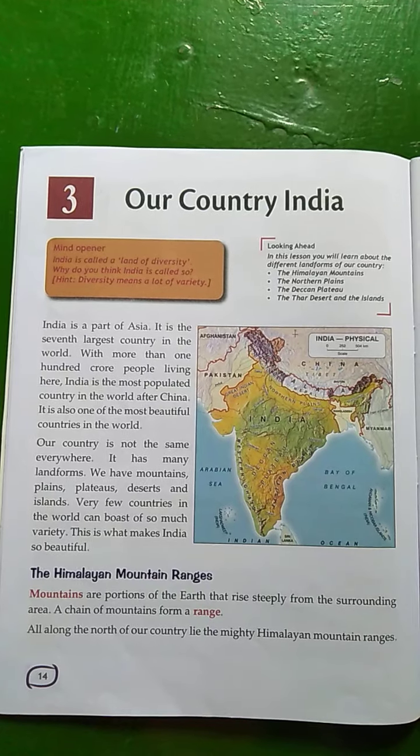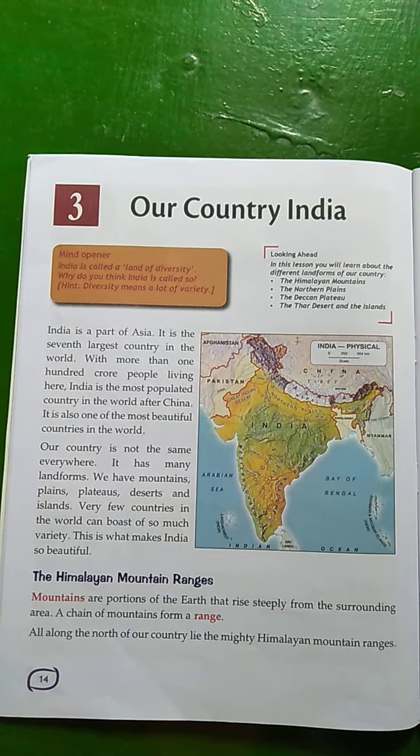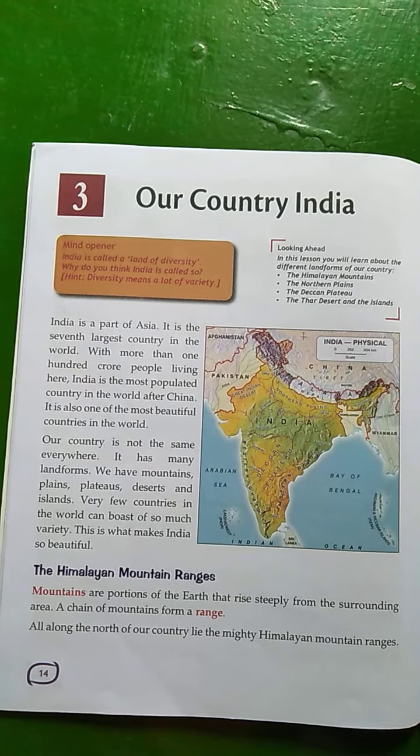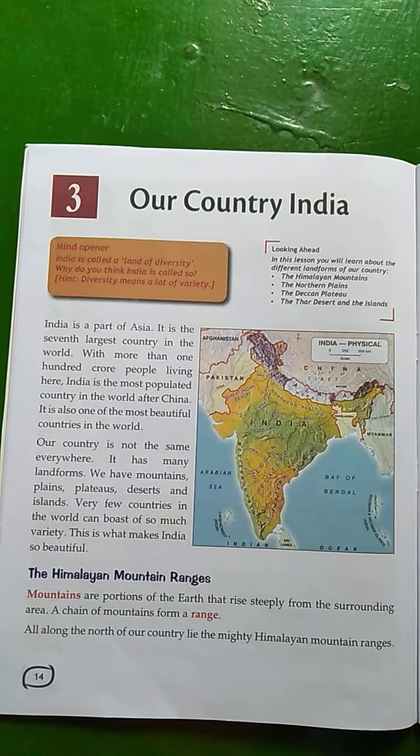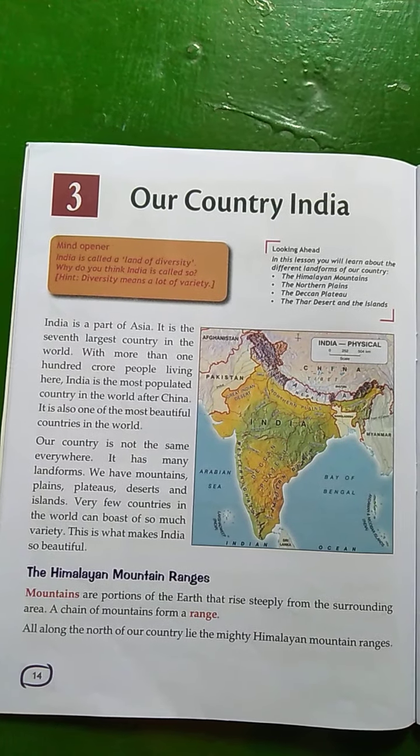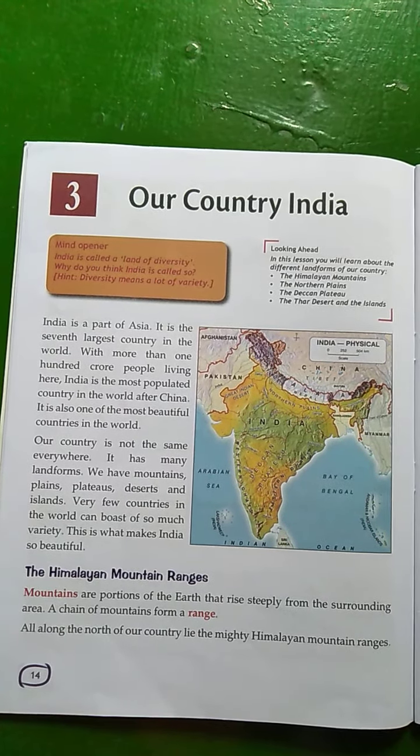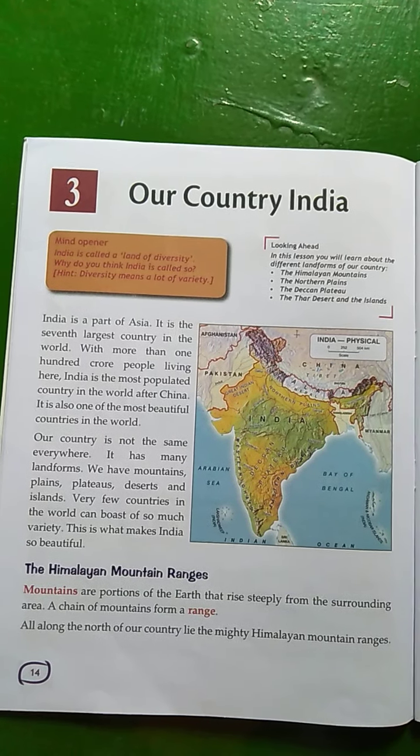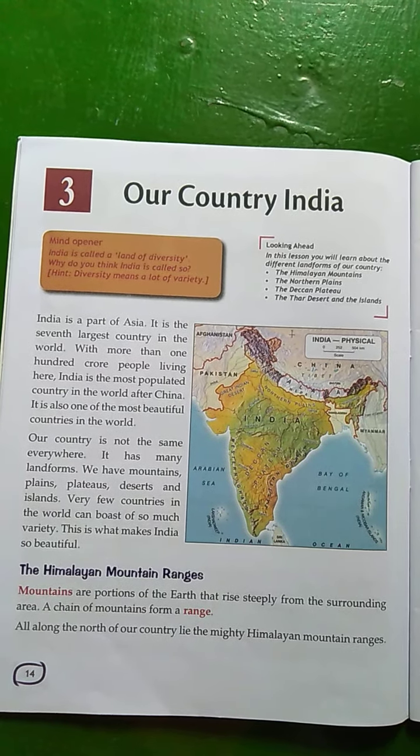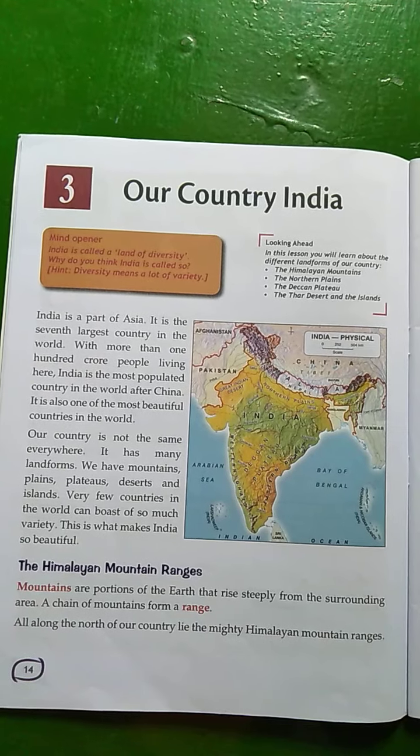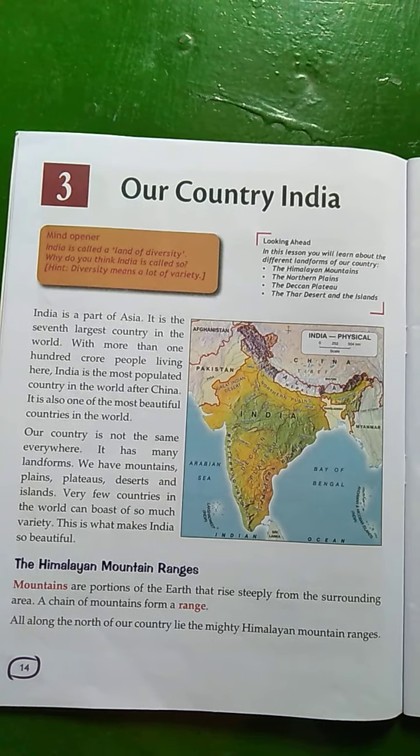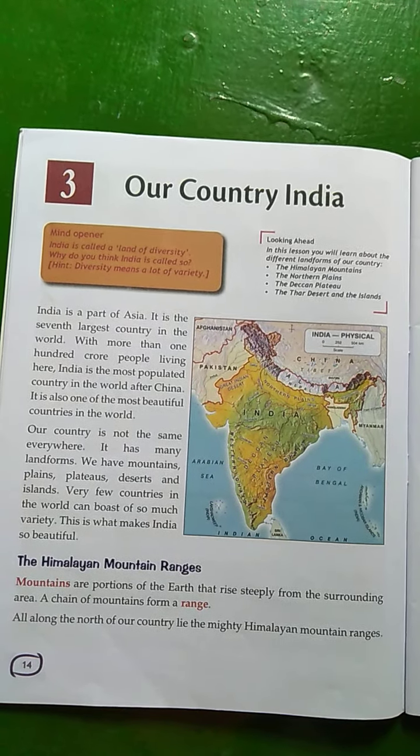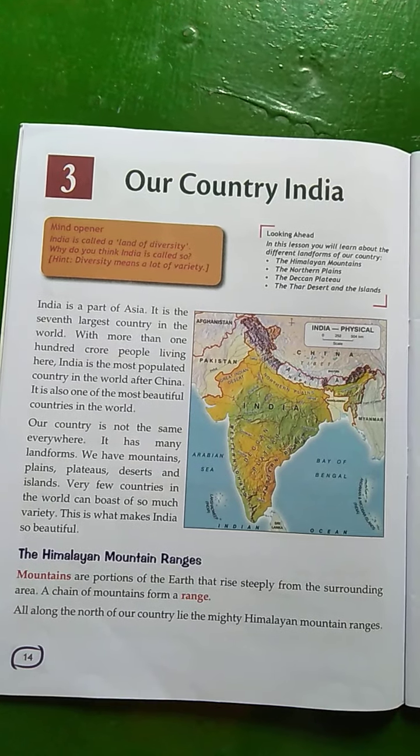So, India is a part of Asia. It is the 7th largest country in the world and more than 100 crore people are living here. And in population, India's position is second, China is first. And it is also one of the most beautiful countries in the world.